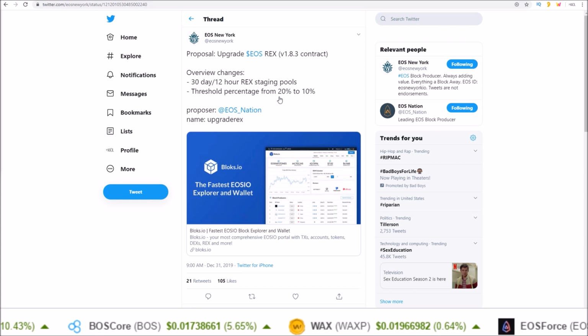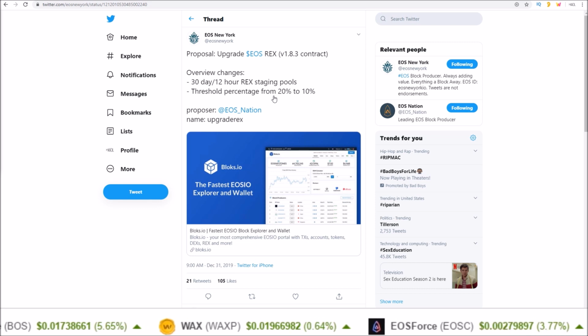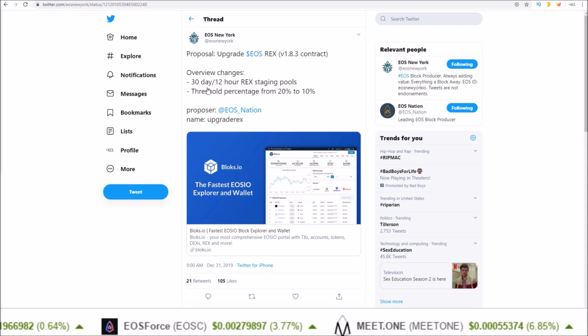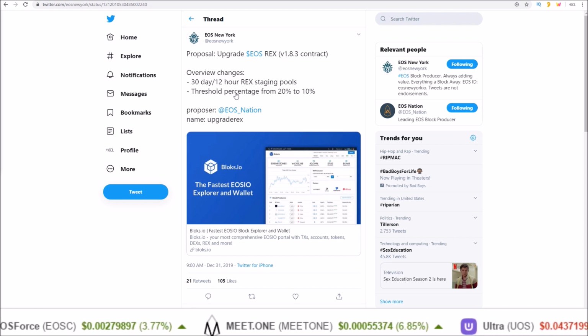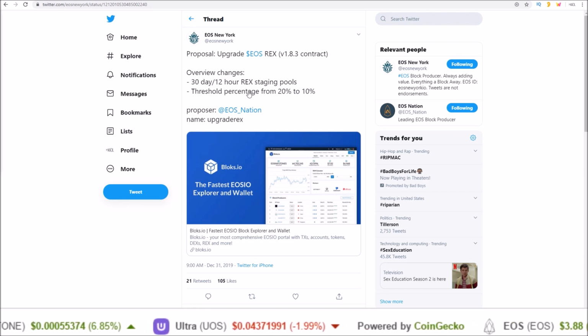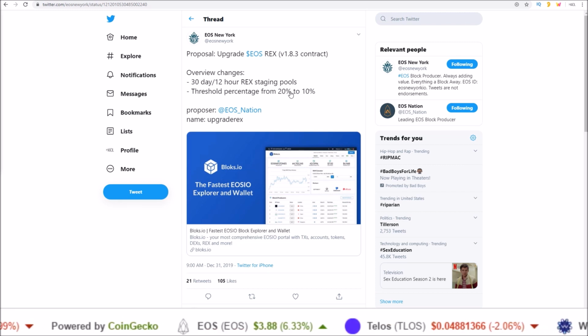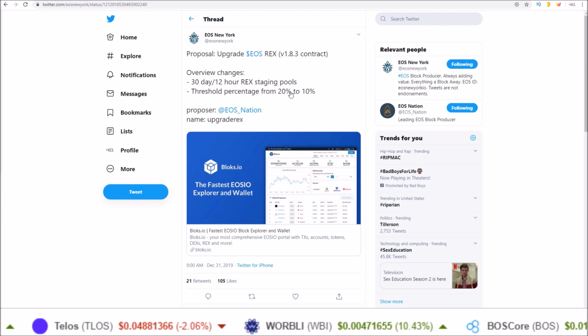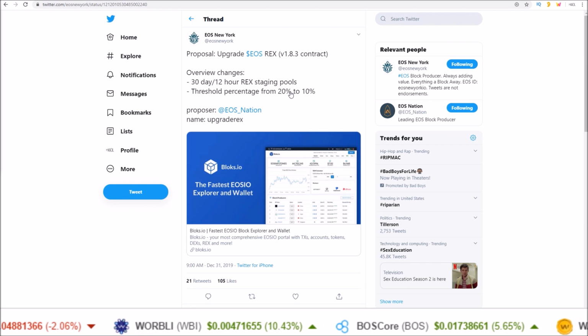The major changes in this upgrade to REX are a 30-day 12-hour REX staging pool and the threshold change from 20 to 10%. So with the threshold change, that means instead of REX loans getting turned off at 80% of REX being lent out, now it's up to 90%.